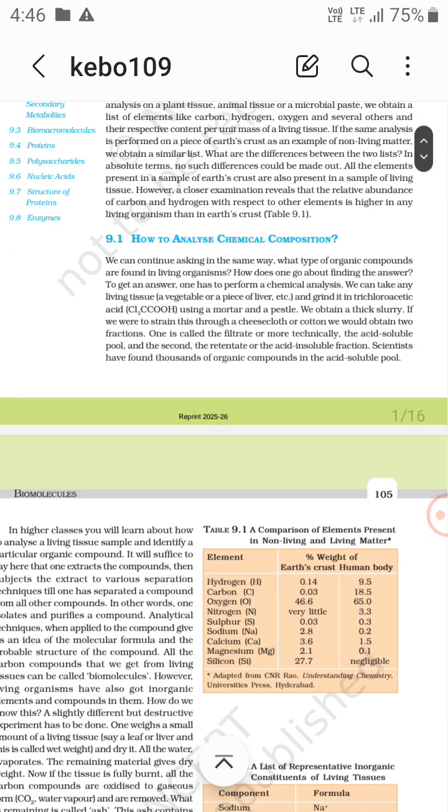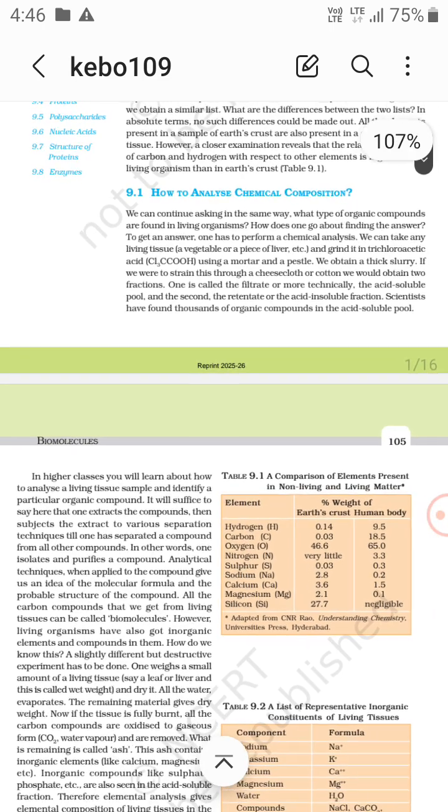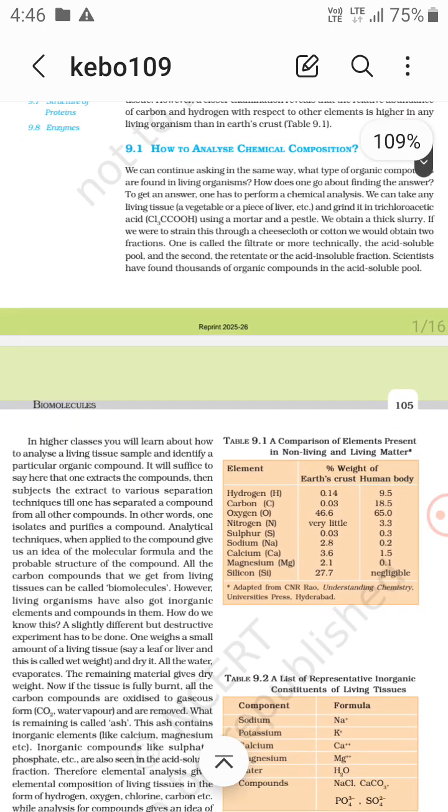We use trichloroacetic acid. Okay, so one is called the filtrate, and more technically the acid soluble pool, and the second one is retentate or the acid insoluble fraction. So we found thousands of organic compounds in the acid soluble pool.